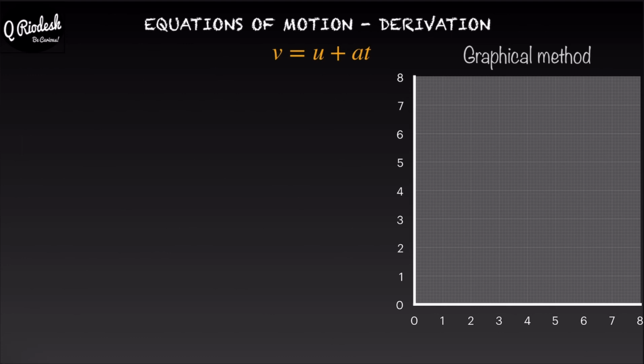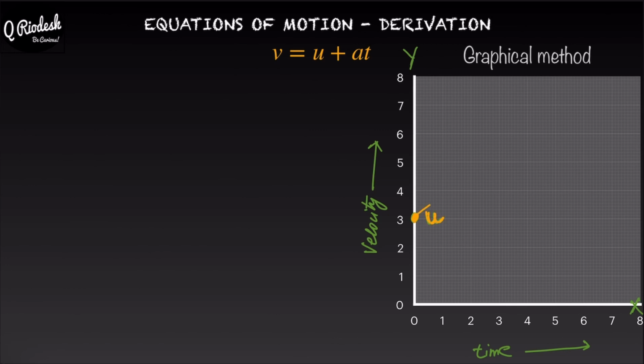So we have a graph here. This is a velocity-time graph where we plot the velocity on the y-axis and the time on the x-axis. Let us suppose a body begins its motion with an initial velocity, which we represent by u.